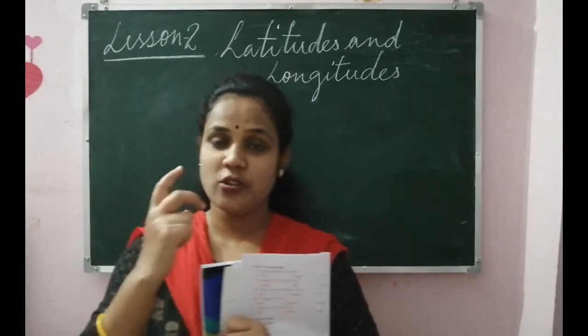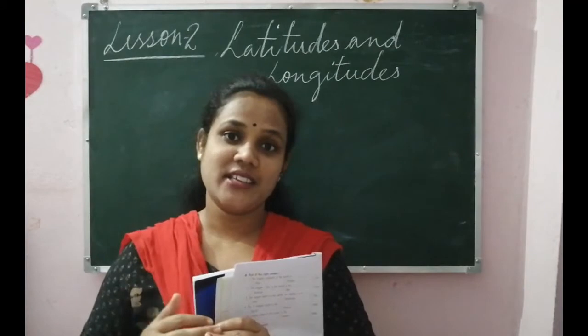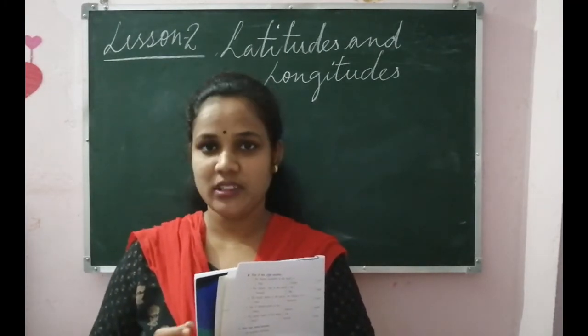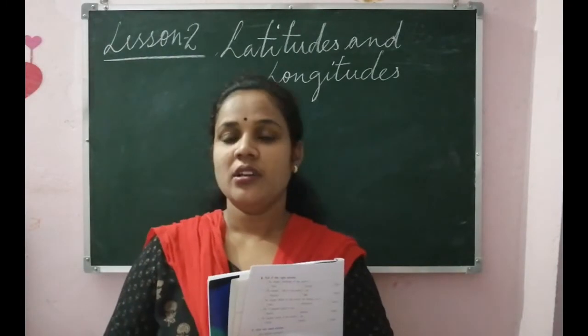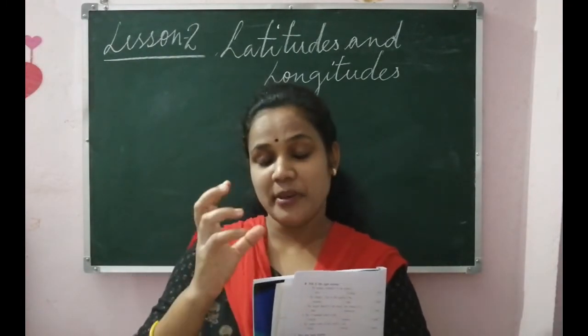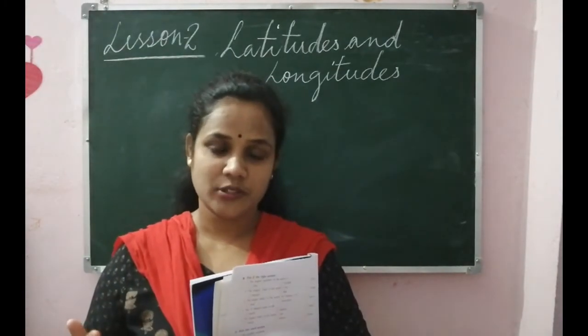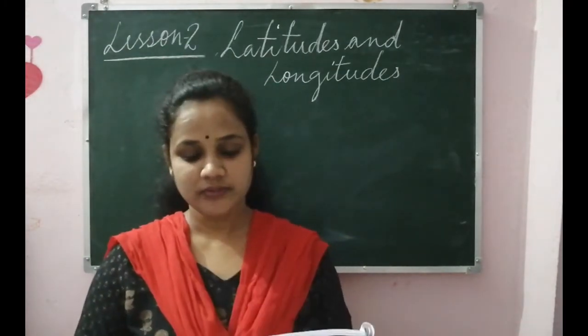Three-dimensional means you can see on the globe length, you can see the breadth, you can see its height also, which you can't see on a piece of paper. No? It is only two-dimensional. But a globe is a three-dimensional model. We can see its height, width, and length.